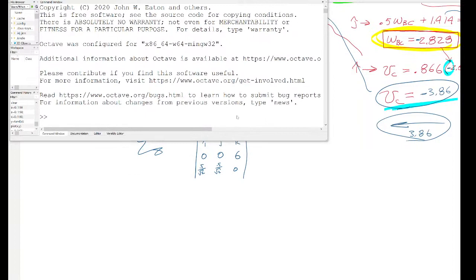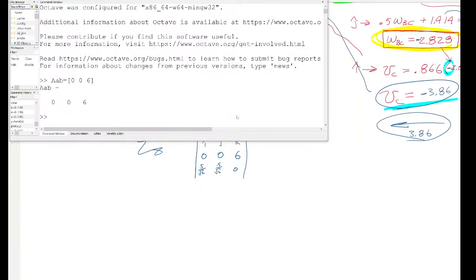Okay. Remember last time, let's do it this way. Alpha AB is going to be equal to, and I'm going to write this as a vector, 0, 0, and 6. The R_AB is 0.5 divided by square root of 2, 0.5 divided by square root of 2, then nothing.